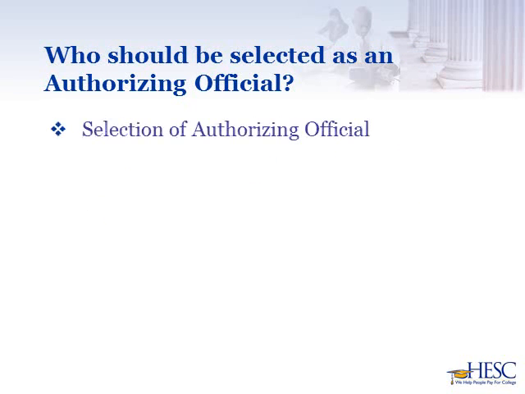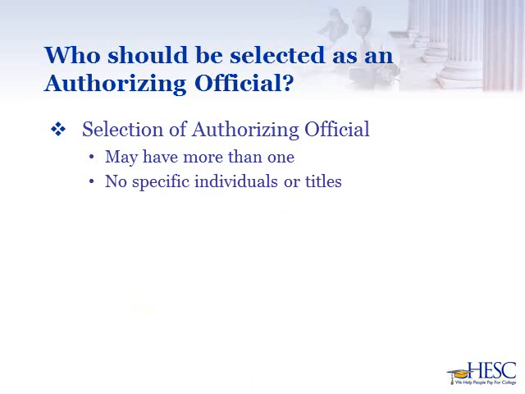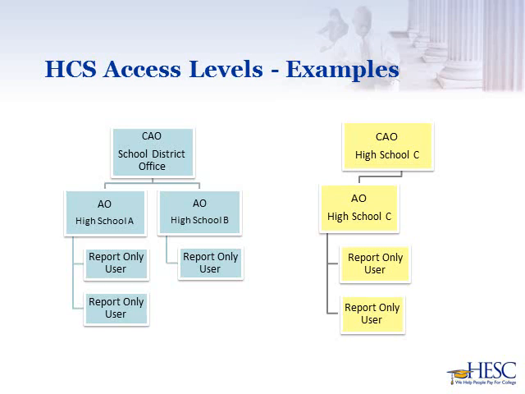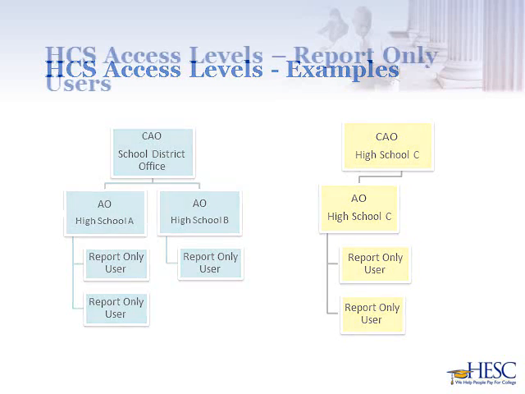There may be one or more authorizing officials. There are no specific individuals or titles from your school or school district who should serve as authorizing officials. However, consideration should be given to the individual's ability to fulfill the account management and account verification requirements. A district-level CAO with multiple high schools in the district may choose to designate an AO at each high school within the district, while a high school CAO may identify one or more AOs at their high school.